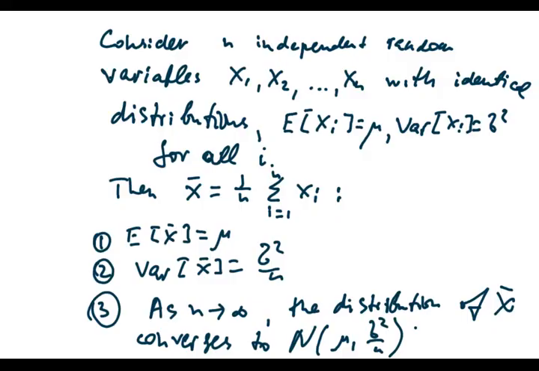Statements 1 and 2 are proved the same way. They have the same proofs as I used for proving these properties for normal distribution. Statement number 3 I didn't prove even for normal distribution, and here it is extremely difficult. This part is difficult to prove. We will skip it and take it as granted.